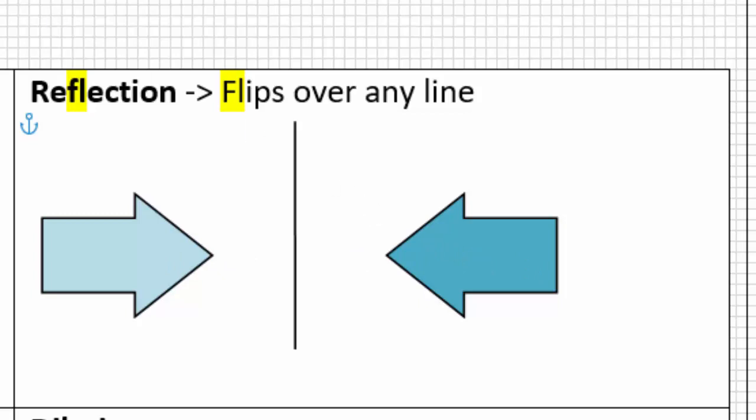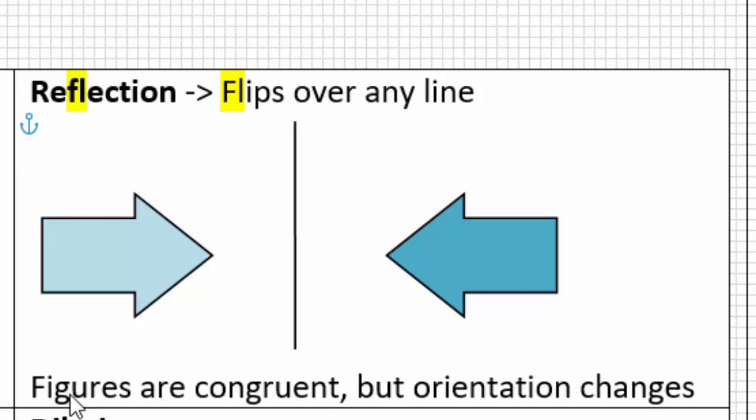So how would we use our vocab words to describe that? Well, we'd say that the figures are congruent because it is the same shape and size, but because it is now facing a different direction, we say the orientation changes. So anytime you do a reflection, the figures will be congruent, but the orientation will be different.